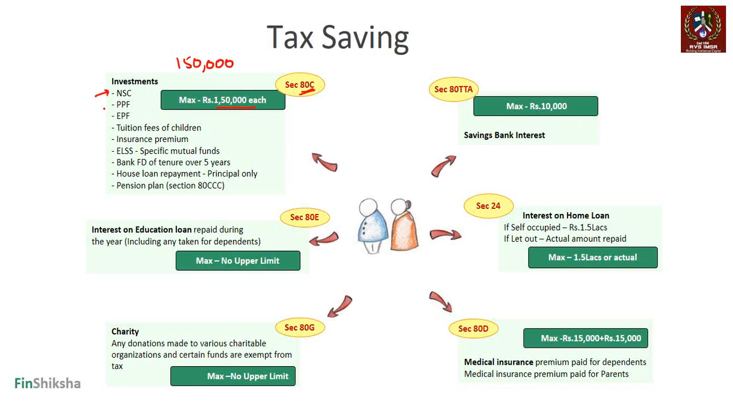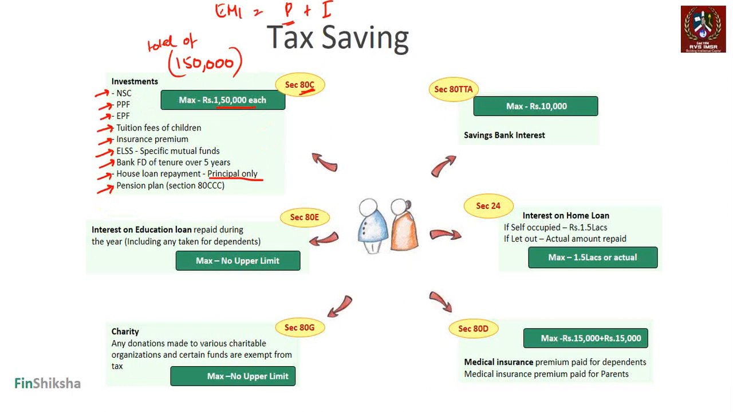So if you invest in National Savings Certificate, Public Provident Fund, Employee Provident Fund, if there is some tuition fee for children, if there's some insurance premium, equity linked saving schemes, any bank FDs of tenure over 5 years, house loan repayment, only the principal part out of the EMI. Remember, the EMI is made of principal plus interest, only the principal component, and any kind of pension plans that you have bought. All these payments up to a total of 150,000 or 1.5 lakhs, if you have invested, that's the maximum benefit you can get.